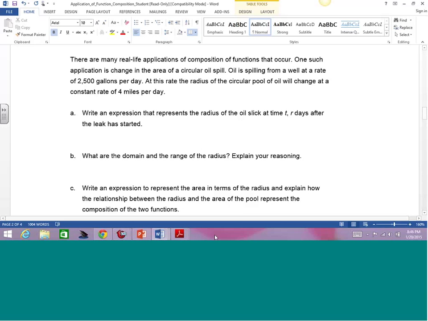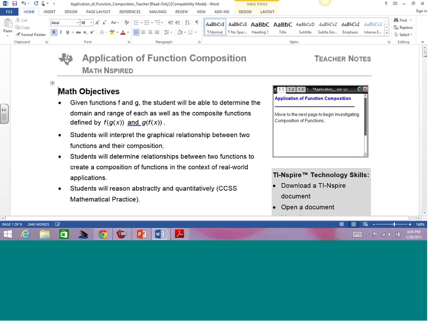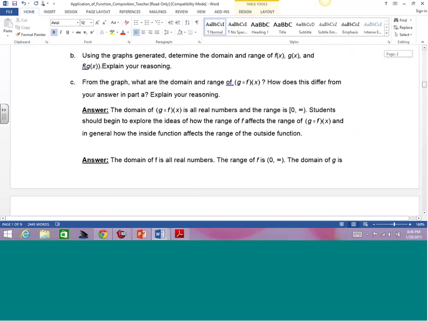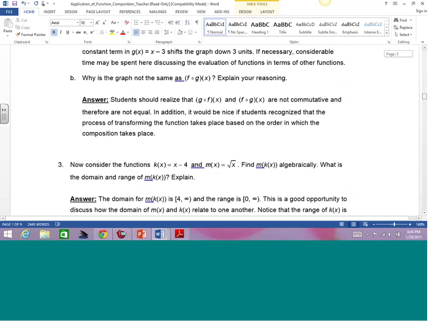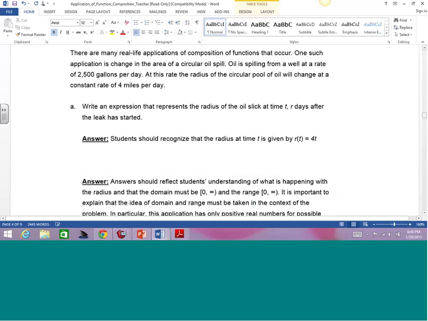Okay? So the nice thing about this is we do have a teacher document to go along with us to make sure that we are exactly where we need to be, and I'll get you down there. Right here. Here it is, okay? So we've got r(t) equals 4t, so we've got our equation. We're asking what the domain is, what the range is, explaining our answers. There's that keyword again, explain it.